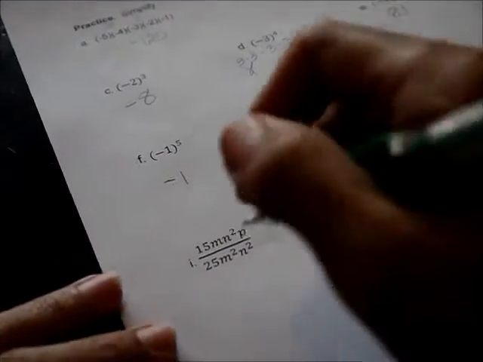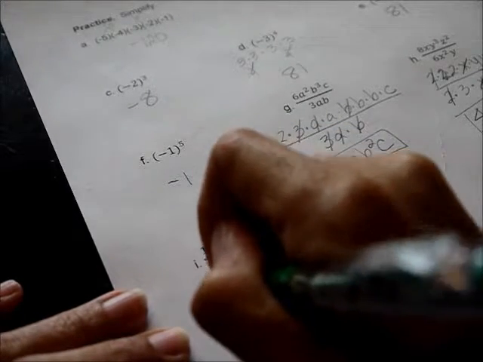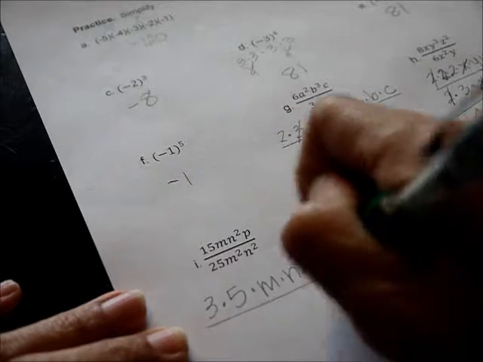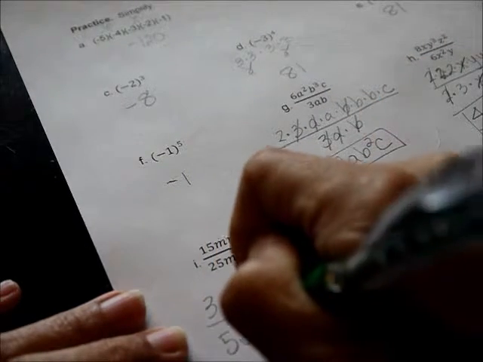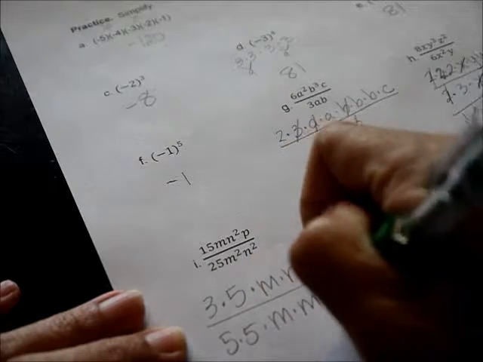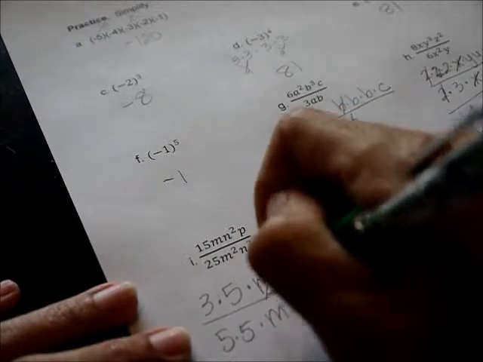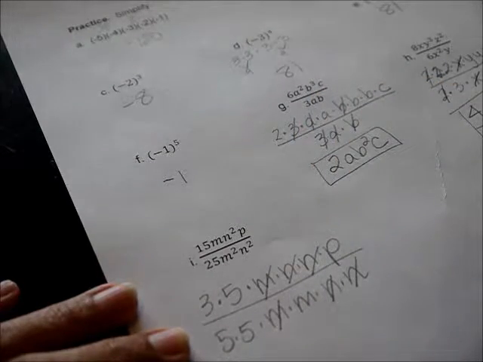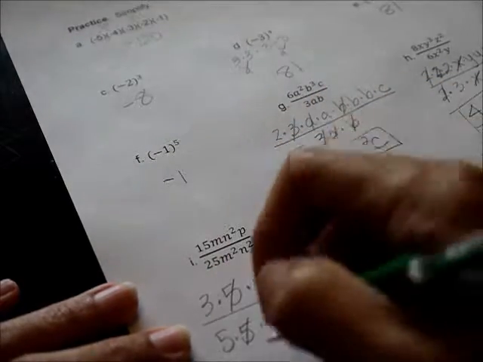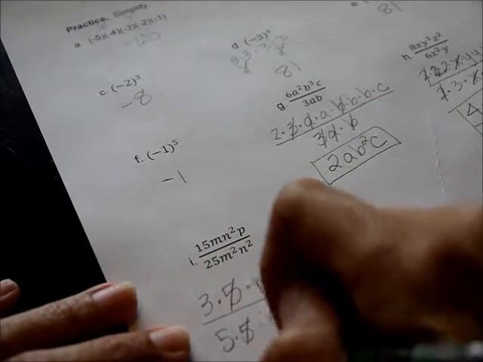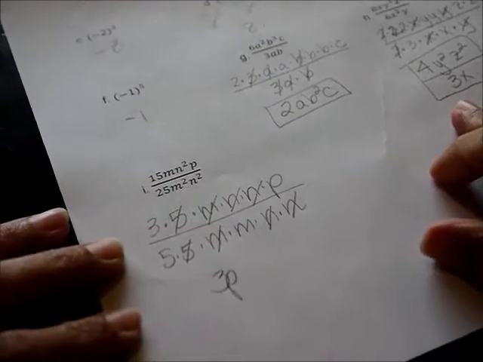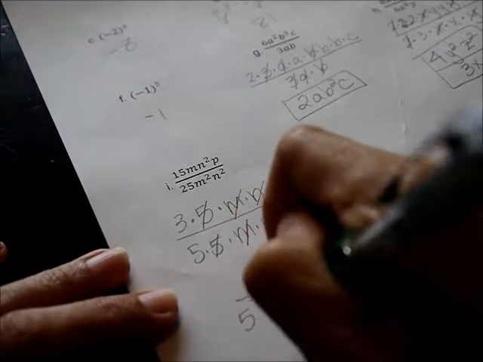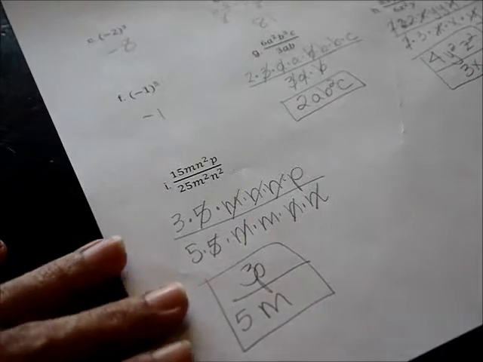Here's the last one. So 15 is 3 times 5. And so we cross those out. Ooh, all the ends get to cross out. That was nice. Our 5's. So now it looks like we have 3p on top and 5m on the bottom. 3p over 5m. And there you go.